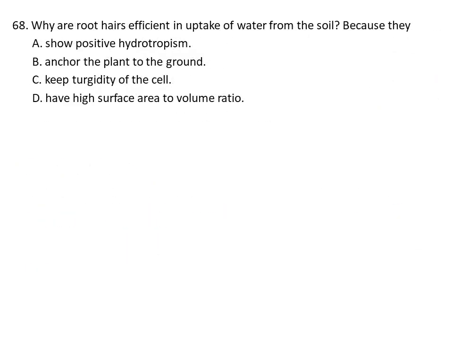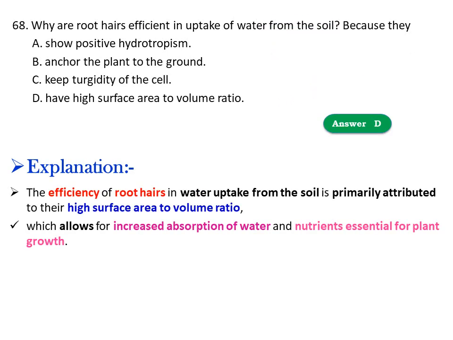Question number 68. Why are root hairs efficient in uptake of water from the soil? Because they have a high surface area to volume ratio. So the answer should be D. The efficiency of root hairs in water uptake from the soil is primarily attributed to their high surface area to volume ratio, which allows for increased absorption of water and nutrients essential for plant growth.